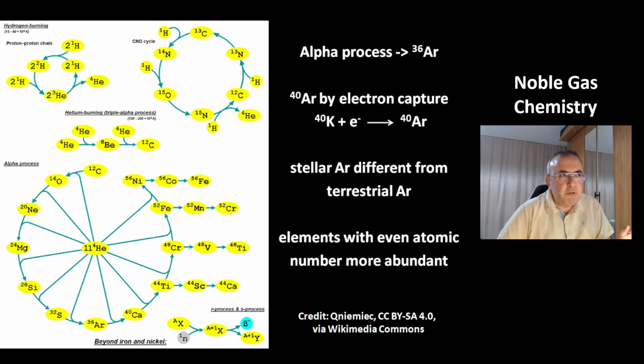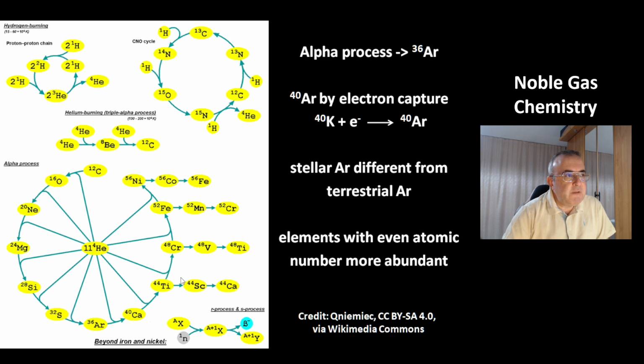This is a picture of the nuclear reactions. At the top, the formation of helium-4. Top right, the formation of the carbon, nitrogen, oxygen isotopes. Here's the helium burning process that gives you the carbon-12 isotope.